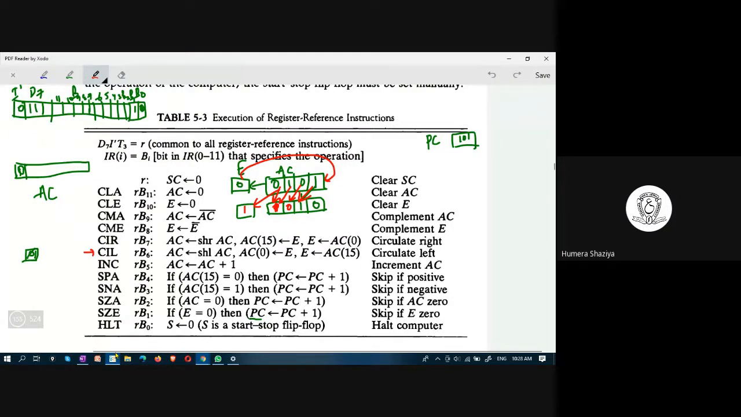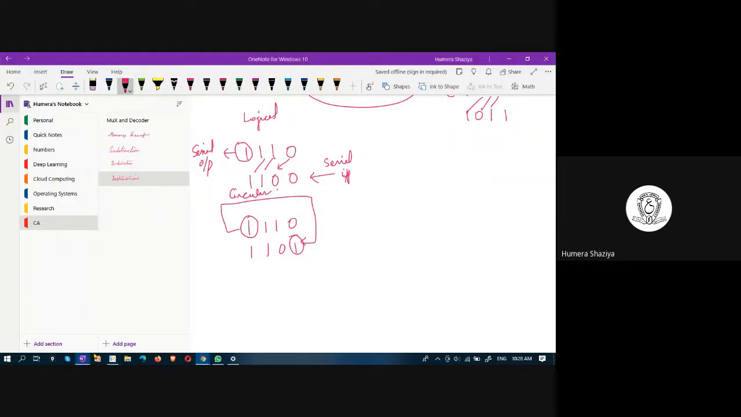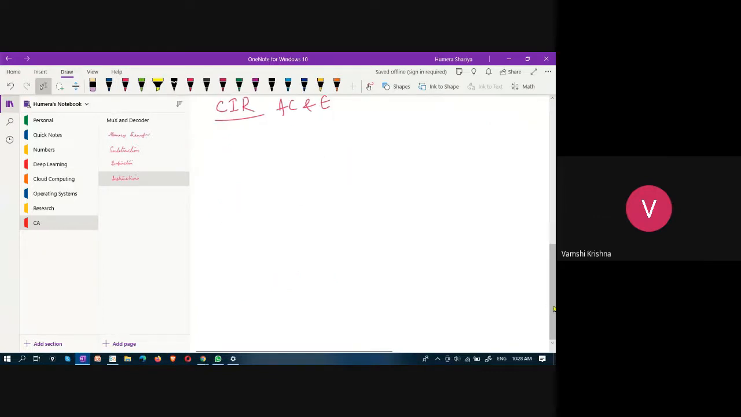So we have done circular left, now circular right. Can anyone tell me how circular right should be done? Let us take some number. Somebody tell me circular shift between AC and E. It is the reverse of the circular left, but you have to tell me with a numeric example.